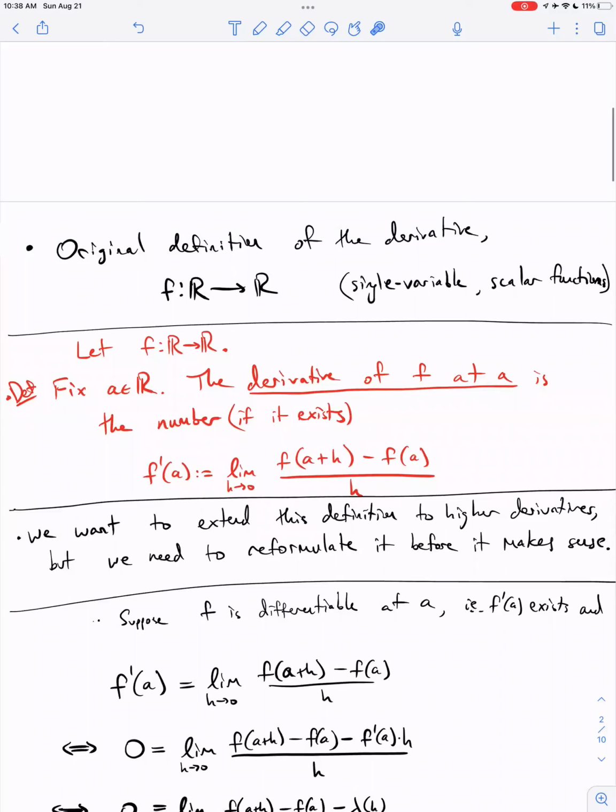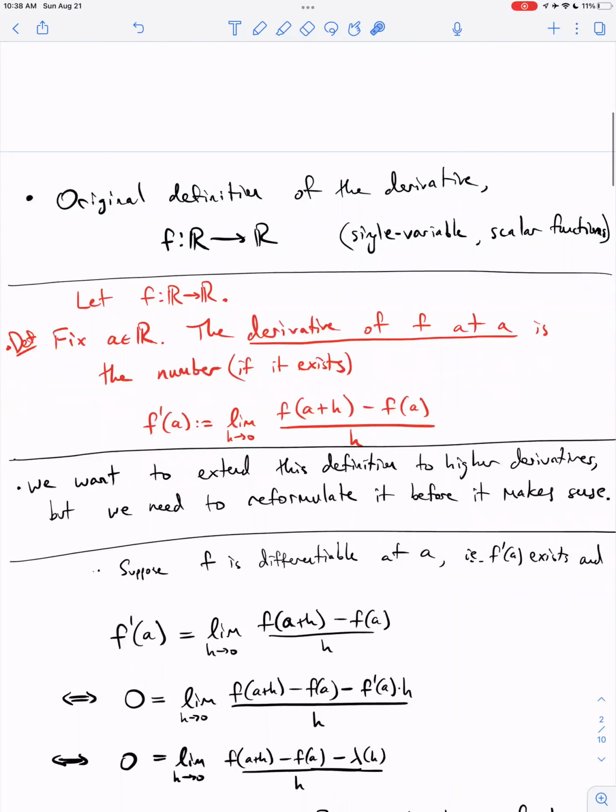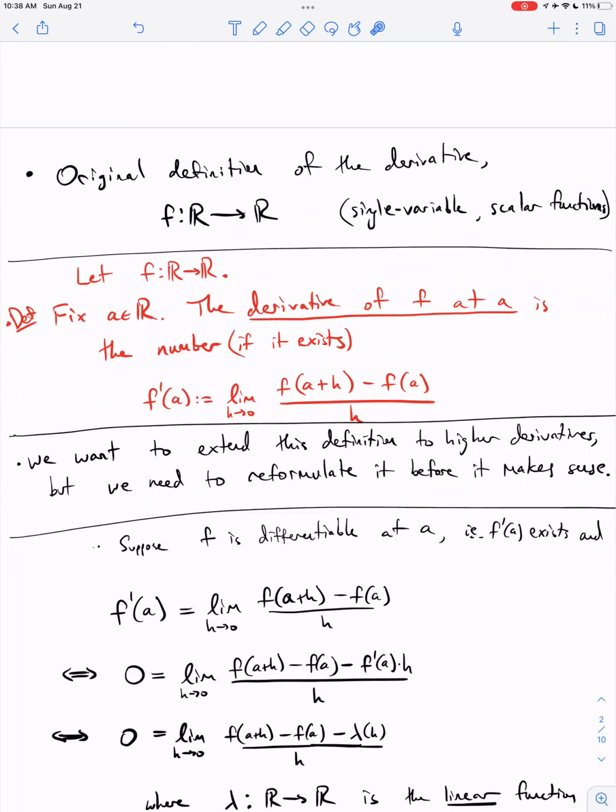So let's just really quickly define the derivative. This is familiar, hopefully, to everyone: fix a point a inside of R, then the derivative of f at a is just the number, if this limit exists, f prime of a, which is defined by the limit as h goes to 0 of this difference quotient. So we remember this definition. We want to extend this definition to higher derivatives, but we need to change things around a little bit from this definition before we can generalize it immediately.